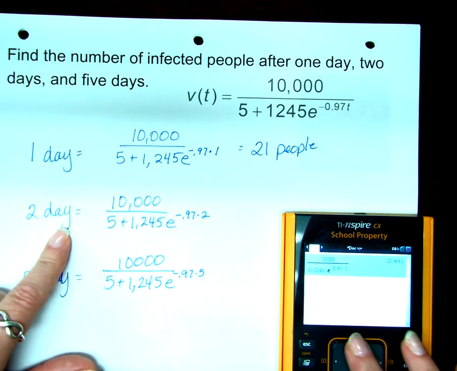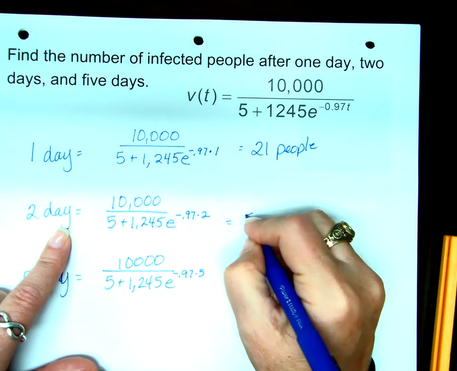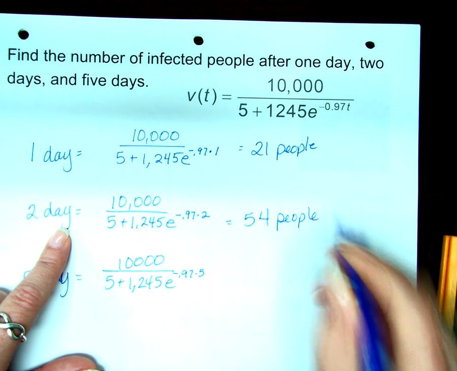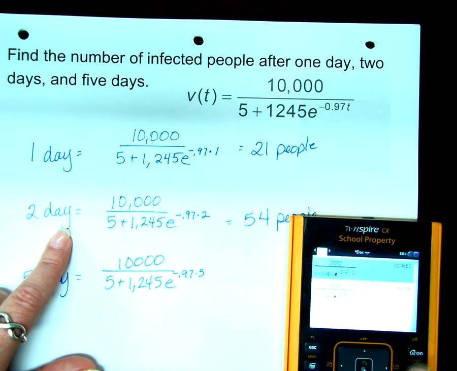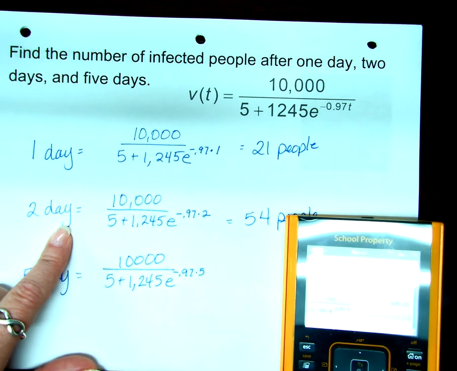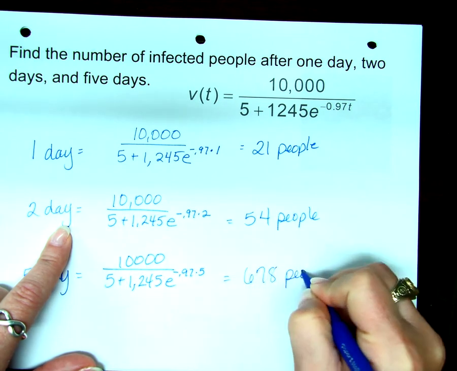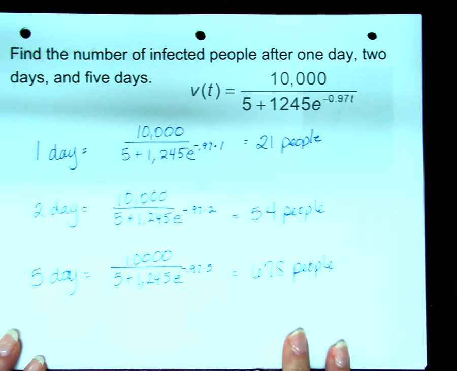Okay, well, what if it is a 2? After 2 days? Well, after 2 days, we have 54 people sick. And then after 5 days, we have, oh geez Louise, 678 people sick. Now that seems crazy, right?